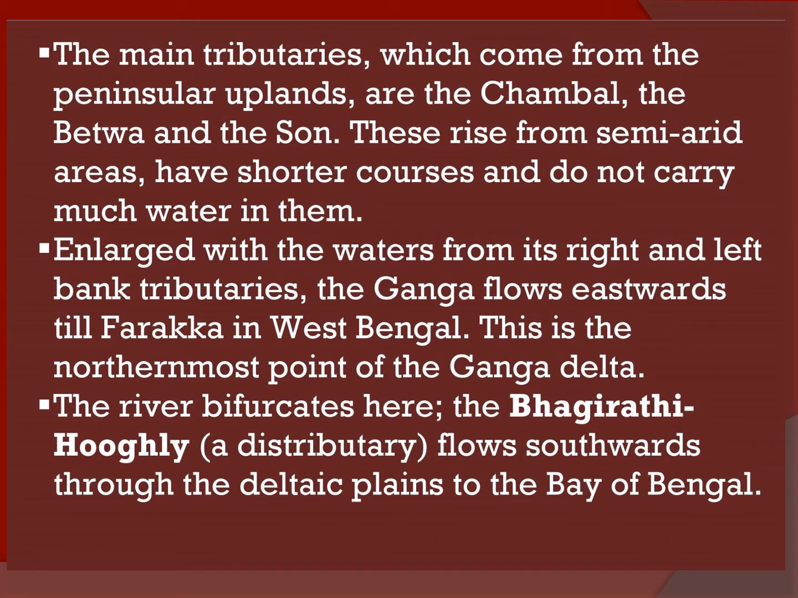Apart from these, the Ganga also has some tributaries which come from the peninsula. These are the Chambal, Betwa, and Son. As you expect, these rivers have shorter courses and less water. We have already discussed why. And the Ganga gains water from all these tributaries, and it eventually flows till its northernmost point, Farakka in West Bengal. And over here, there's a bifurcation between the main river and a distributary known as the Bhagirathi Hooghly. This Bhagirathi Hooghly flows towards the Bay of Bengal, where it eventually drains.